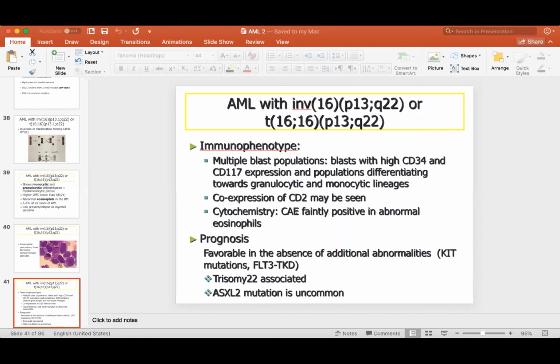Again, this is like translocation 821. This is another acute myeloid leukemia that has a favorable prognosis if you don't have any other abnormalities. But if you have a KIT mutation or a FLT3 mutation, then it becomes unfavorable. There's an association with trisomy 22. And unlike translocation 821, ASXL2 mutations here are uncommon.